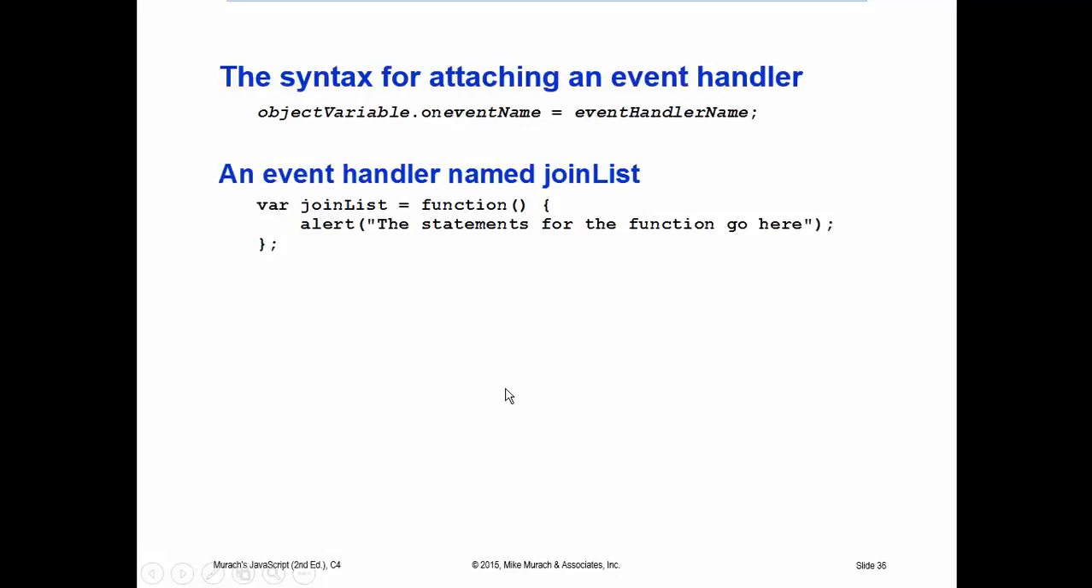So if you look at the example that's right here, this first example, you see the syntax, all right? You see in this first example, an example of the syntax for attaching an event handler. The function is stored in a variable. The variable is named joinList, and it displays a message. In an actual application, it could do a lot more than that.